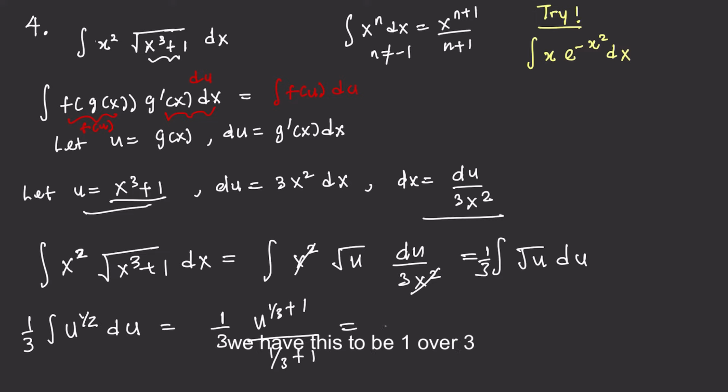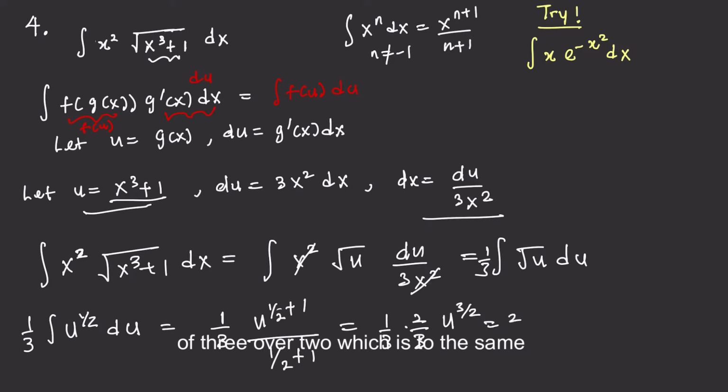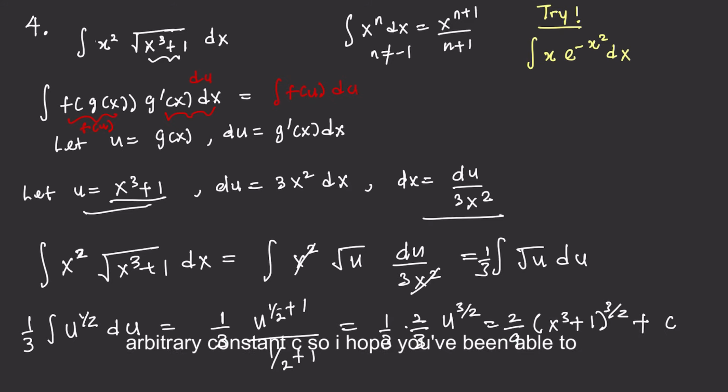Then here we have this to be 1 over 3. Okay, so then here we're going to have this to be 3 over 2. That's 2 over 3. Then u to the power of 3 over 2, which is the same as 2 divided by 9. Then what's my u? My u is just x to the power of 3 plus 1 to the power of 3 over 2. Because this is an indefinite integral, we need to add our arbitrary constant c.